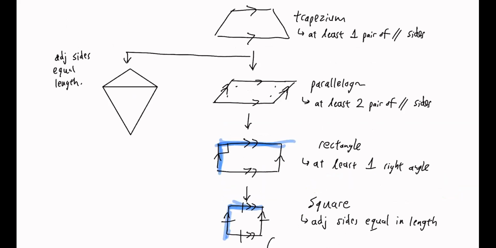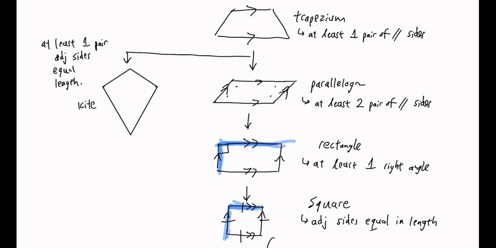Right. Oh, this is at least one. At least one pair of adjacent sides are equal. So here you've got one pair of adjacent sides which are equal. Here you have a second pair. In fact, I should erase that line in the middle. Yeah, this is the kite.